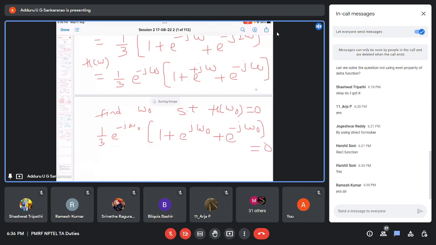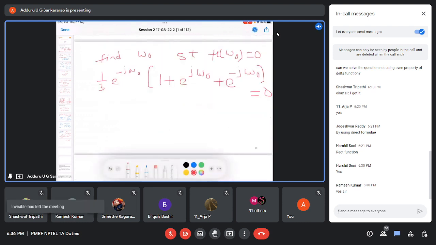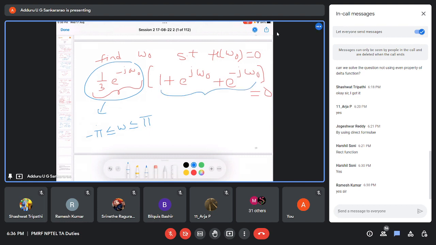If you see, the first term, the one I circled, cannot be 0, because 1 by 3 is a constant and e power something is 0 only when omega naught is infinity. But we know for the discrete time Fourier transform, omega limits are minus pi less than or equal to omega less than or equal to plus pi. The DTFT is periodic in the frequency domain. So this can't be 0. The only option is that the second term should be 0, so we need to equate the second term to 0.